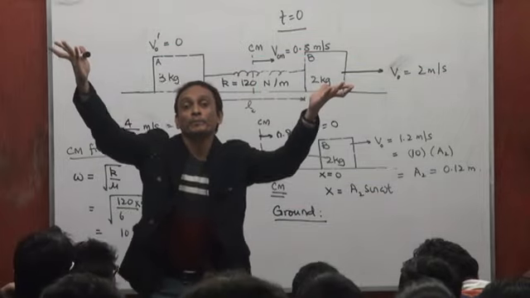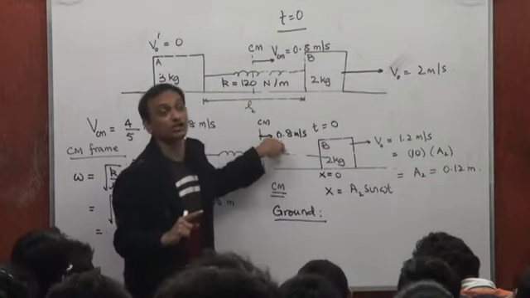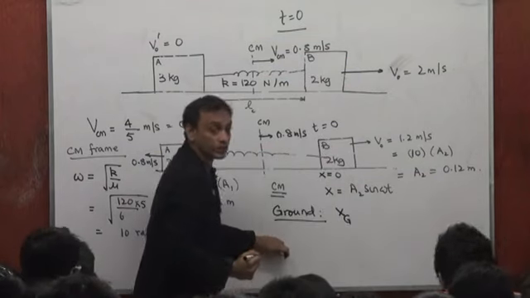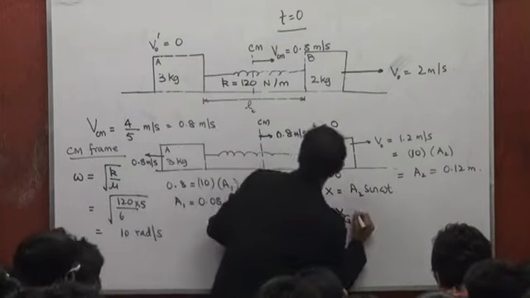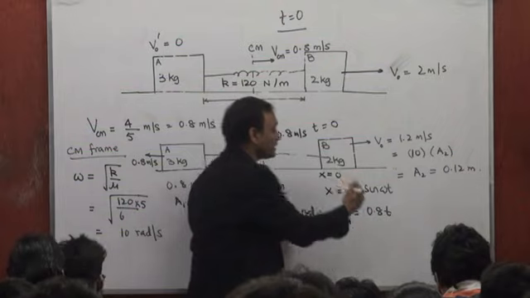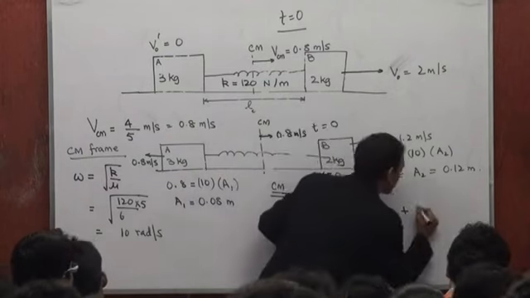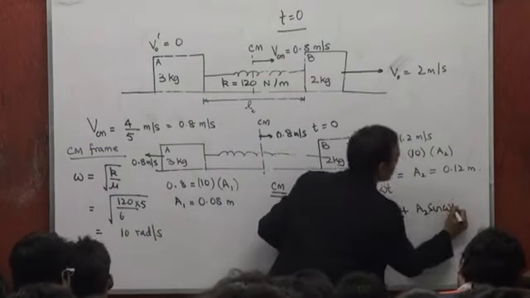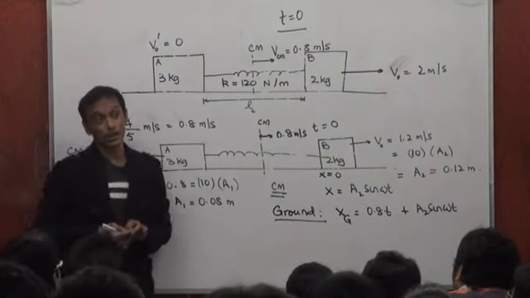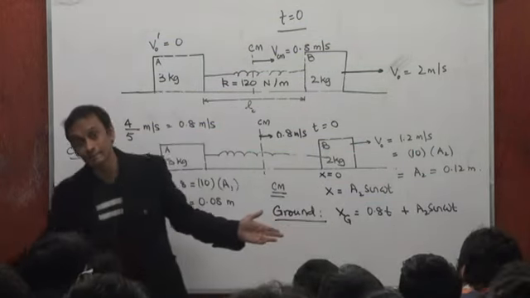The velocity of the center of mass is not going to change. Why? Because there are no external forces acting on the system. So the center of mass would continue to move to the right with a velocity of 0.8 meters per second. So the displacement of B in the ground frame is going to be 0.8 T, which is the displacement of the center of mass, plus the displacement with respect to the center of mass. The displacement with respect to the center of mass is going to be a2 sine omega t. So this is the displacement characteristics in the ground frame. This is the displacement characteristics in the center of mass frame. Do you understand all of this? Right?